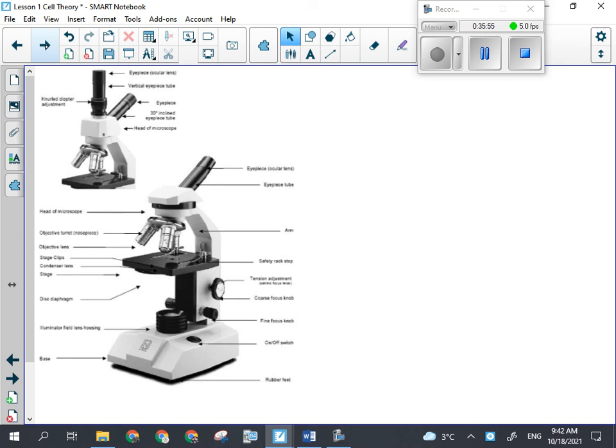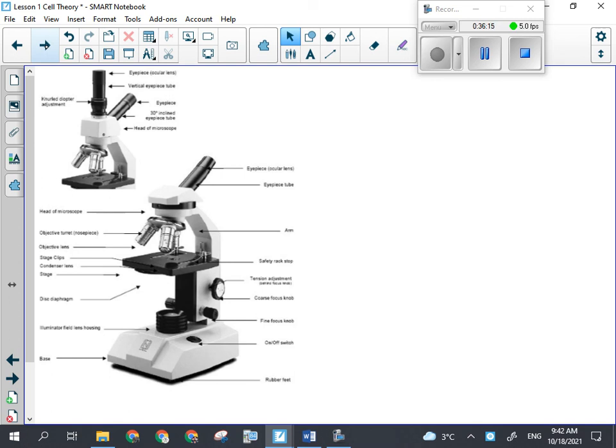Okay, there are little adjustments underneath. Okay, there's the condenser diaphragm. That's this little tab that I'm moving right here. Okay, it opens an iris underneath. That lets more or less light through, which can help with the contrast. So if you're looking at something and you can't see the edges of it very well, changing the amount of light that comes through can help that.